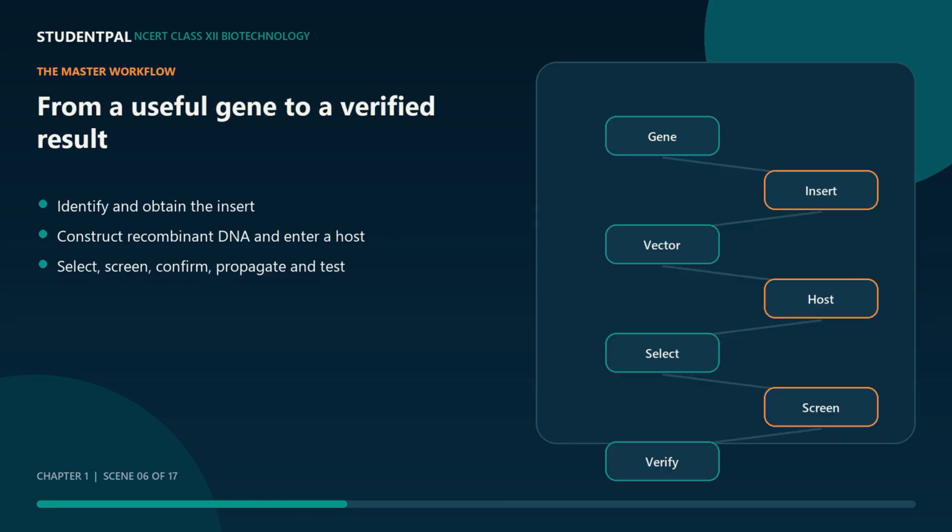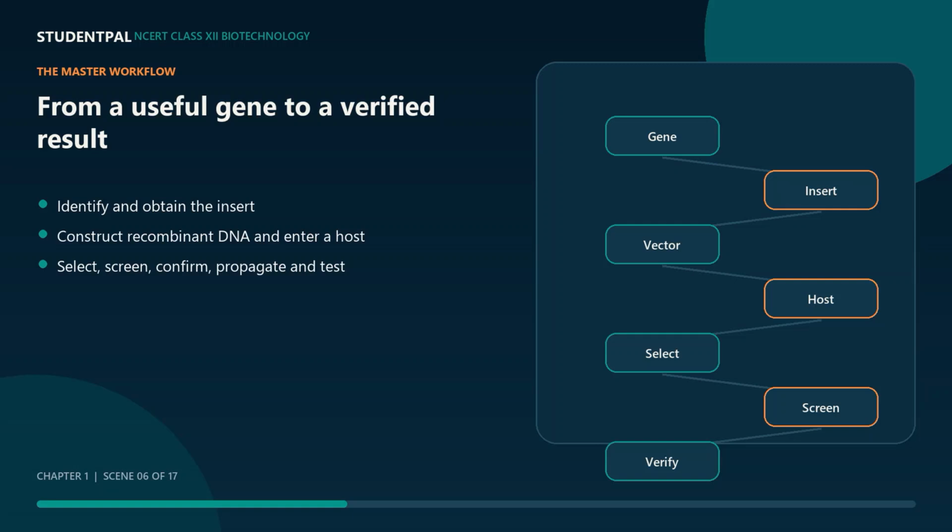Let us build the complete workflow. Step 1. Define the biological question and identify the gene or DNA sequence of interest. Step 2. Obtain that sequence as an insert from genomic DNA, complementary DNA, PCR amplification or synthesis. Step 3. Choose and prepare a vector with the features needed for replication and selection.